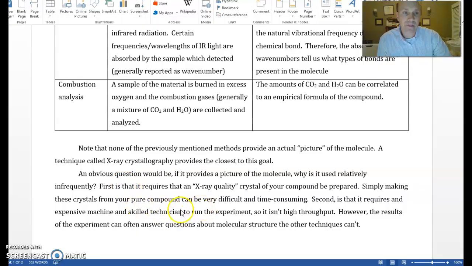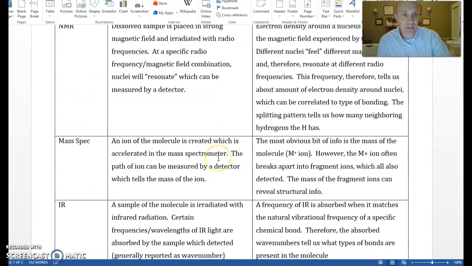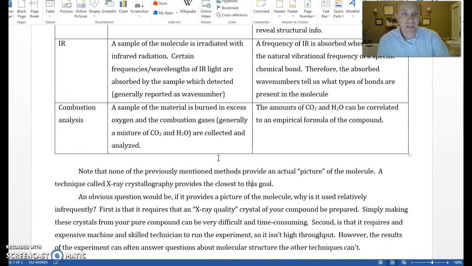So I do want to point out that obtaining these X-ray quality crystals can be very difficult. In fact, for some people that is their entire job. That is their skill set, to try to form crystals from materials. It requires extremely pure materials, and for most materials, if you simply want to know the structure of it, it's a lot easier to use these established techniques. But again, if you want that three-dimensional picture of the arrangement of the atoms, X-ray is what you're going to have to do.